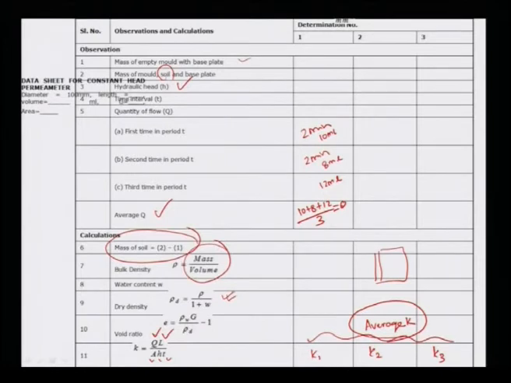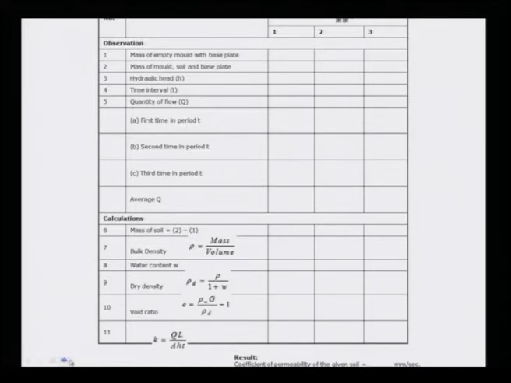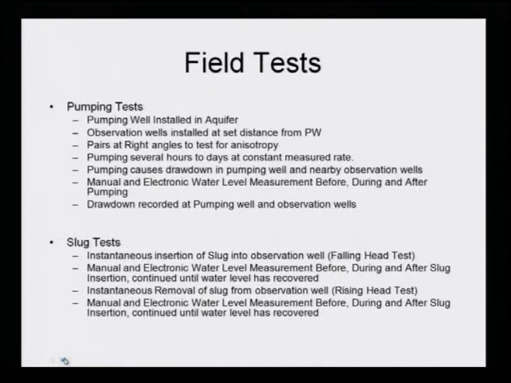This you have to report. Because this is a laboratory test, the more samples you test, the more accurate the data you will get, and the better the average value you can interpret. The coefficient of permeability has the dimension of centimeter per second or millimeter per second, depending upon how you are representing the sample.